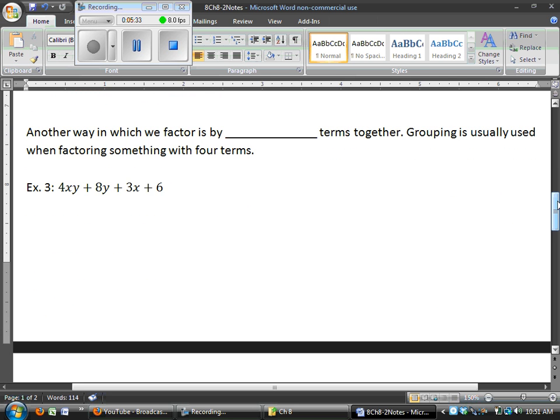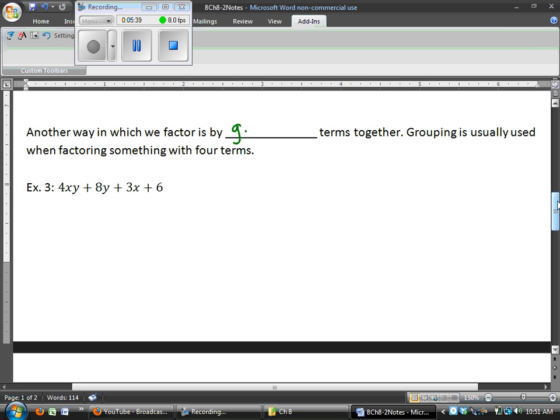Now, another way in which we factor using the reverse of this distributive property is called grouping. So I'm grouping terms, and this is only done when I have 4 terms in my polynomial. Okay? Only 4. I wrote usually used, but it's always when you only have 4. You can't do it with 3 or 2 or 5 or anything else. You have to do it with 4.